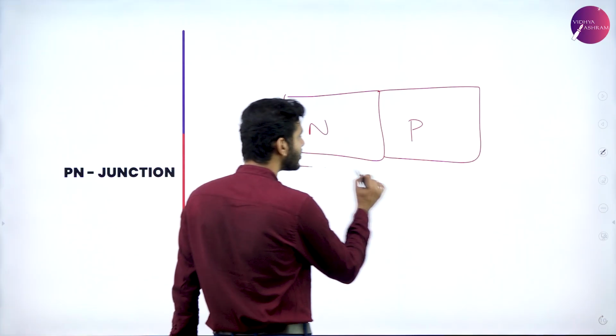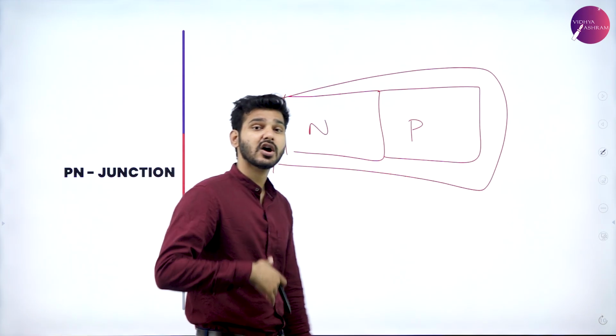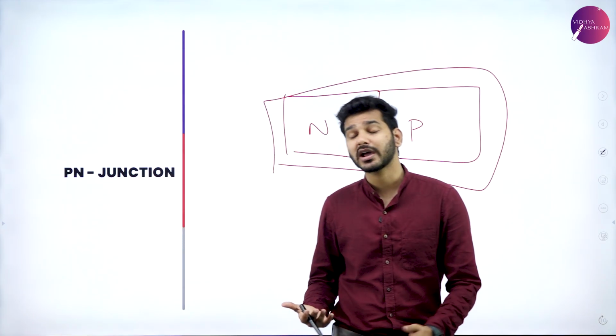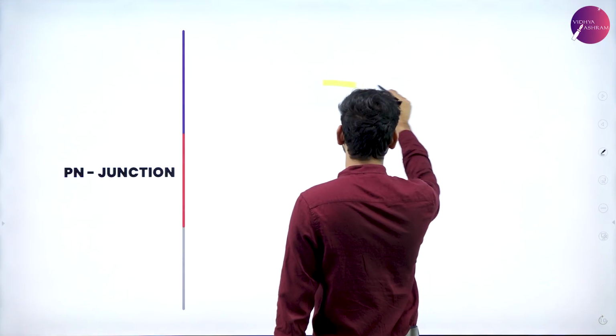So again, how to make a p-n junction and what are the consequences or special characteristics while forming a p-n junction? That is what we are going to discuss right now.